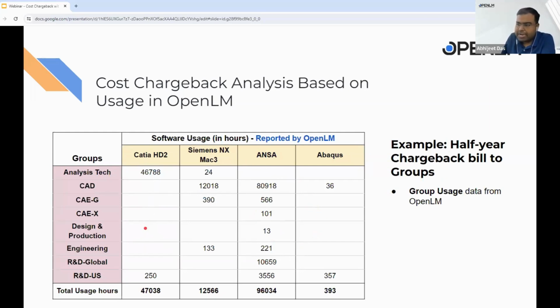Now, for the half year cost calculation for chargeback, how are we going to use this information from OpenLM? From the OpenLM reports, specifically the activity report, we get the usage hours of these different applications. All the users who have used these applications, their group information will also be tracked with OpenLM. So we will get the total usage hours for all these apps. Here we can calculate the total usage hours for these different applications by different groups, and this data is coming from the OpenLM group usage report.